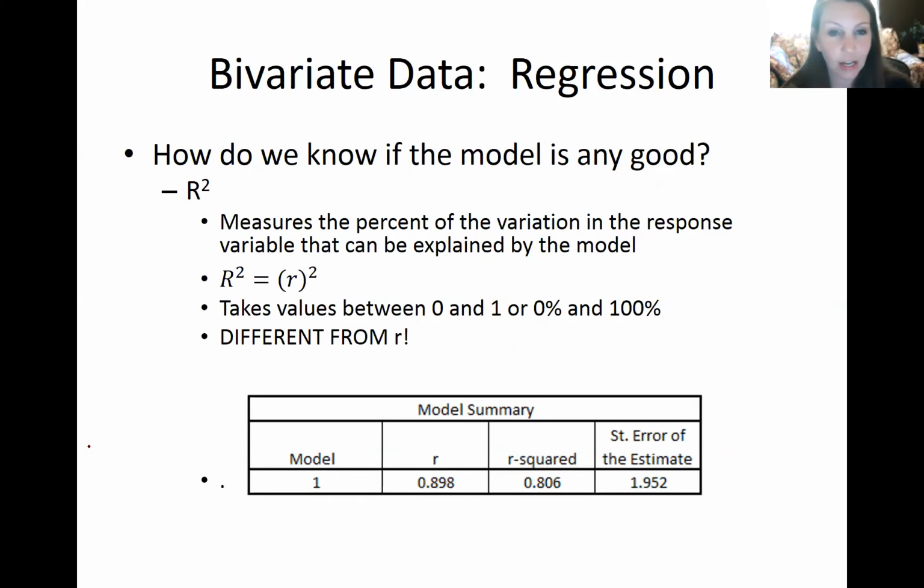All right, so now we have this model. We know that arm span is useful for making predictions for height. We know how to make predictions, and that's all fantastic. So now we want to know, okay, well, is the model good? Is it good at making predictions? And there's a couple ways that we measure whether or not the model is good. And the first way is R-squared. So R-squared measures the percent of the variation in the response that can be explained by the model.